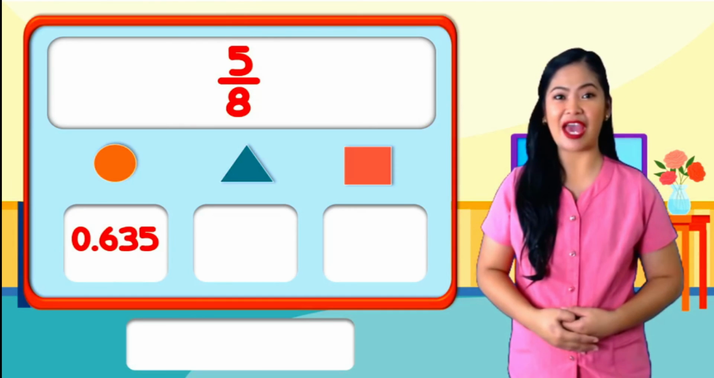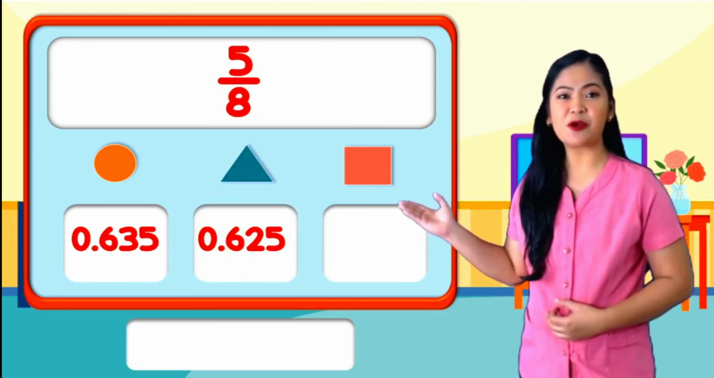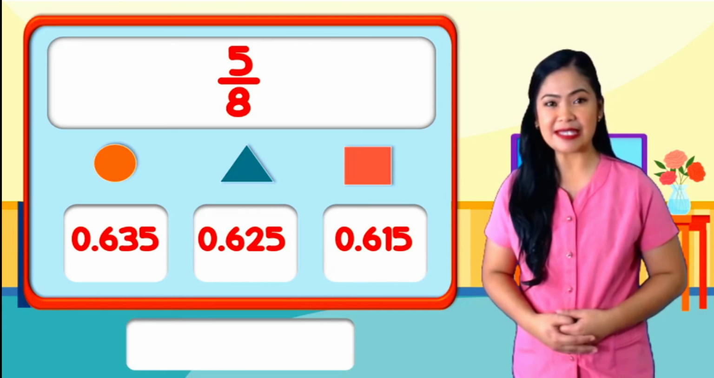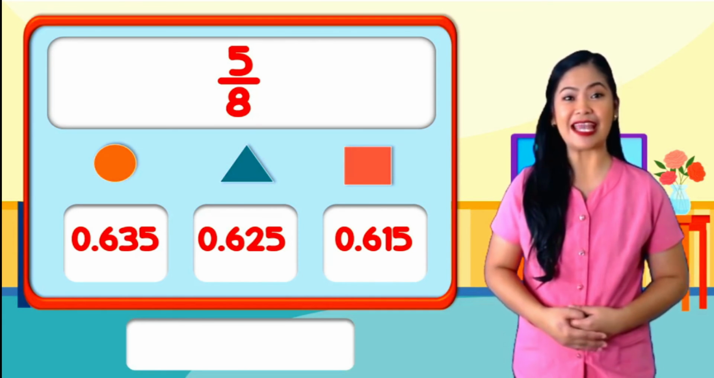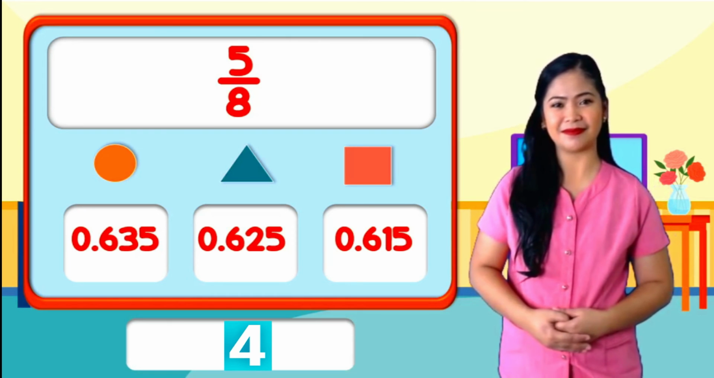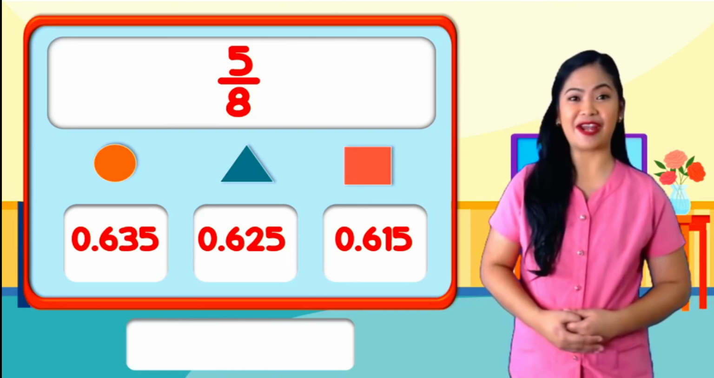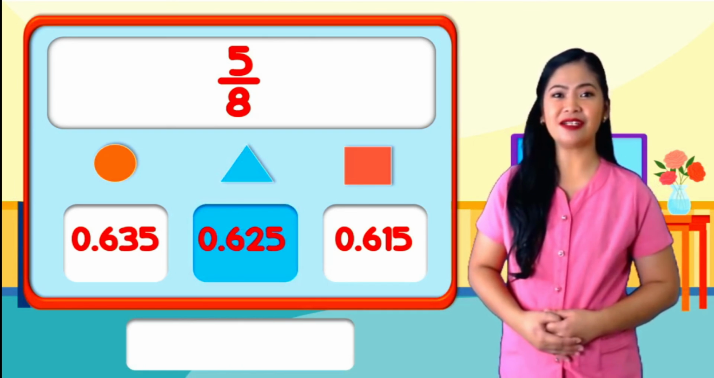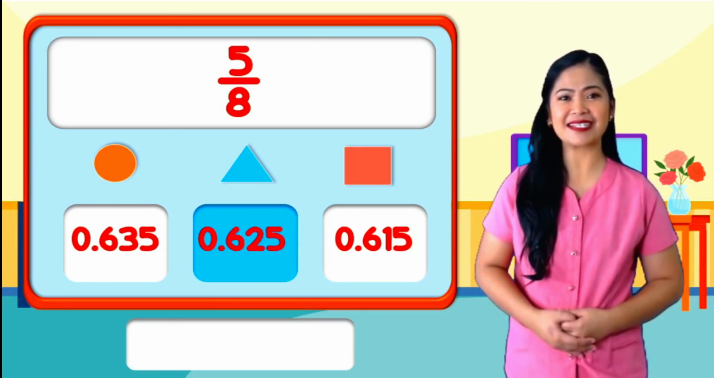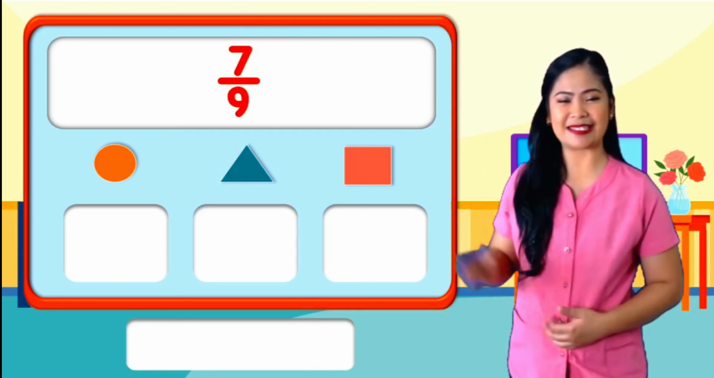First circle, you have 0.635, triangle, 0.625, and for square, 0.615. Is it circle, triangle, or square? The correct answer is triangle, 0.625. Next, what is the decimal form of 7/9?